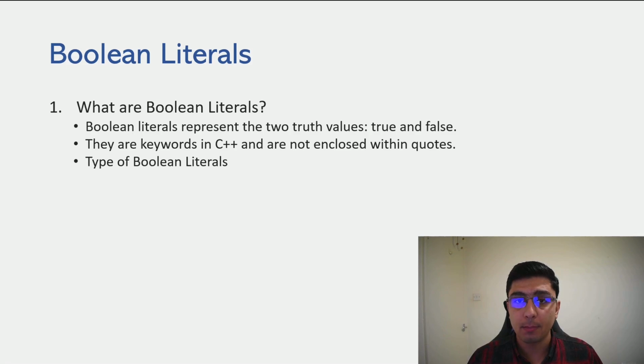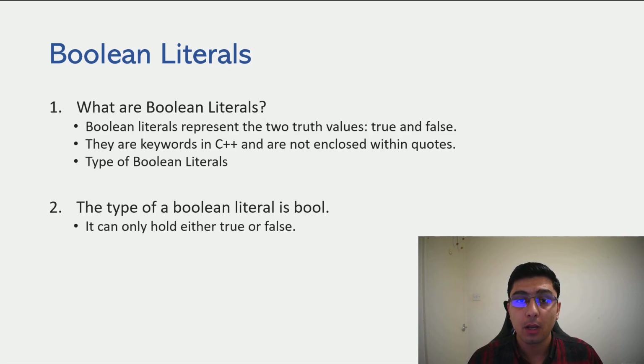Boolean literals in C++ are special values used to represent true or false conditions. Unlike other literals, they are keywords in the language and not enclosed within quotes. The two possible values are true and false. If you don't know anything about keywords in C++, please don't panic, since we'll talk about them in future. The type of a Boolean literal is, not surprisingly, bool. It's a data type specifically designed to hold either true or false values.